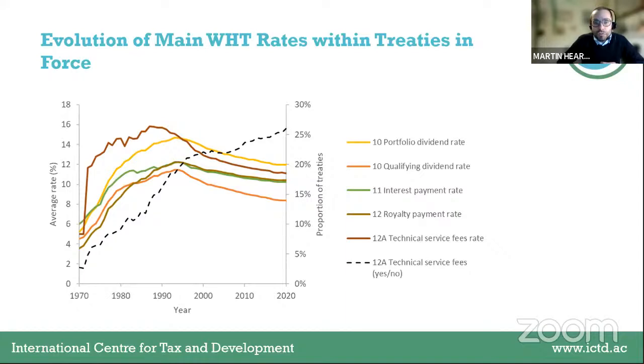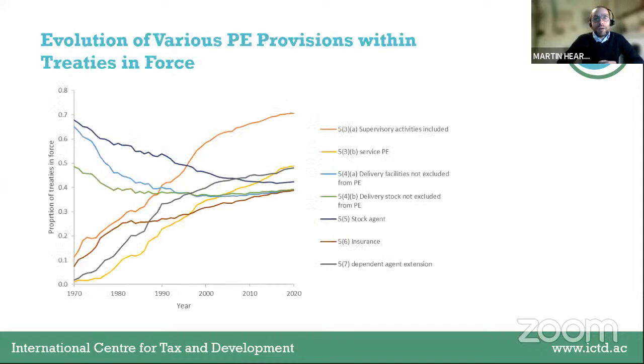And then the dashed line shows the proportion of treaties that have a technical service fees withholding tax, and you can see that's increasing significantly over time. So the story is declining withholding tax rates, but counteracting that is more treaties, including the technical service fees withholding tax. Next slide. Permanent establishment provisions is a more complicated story.